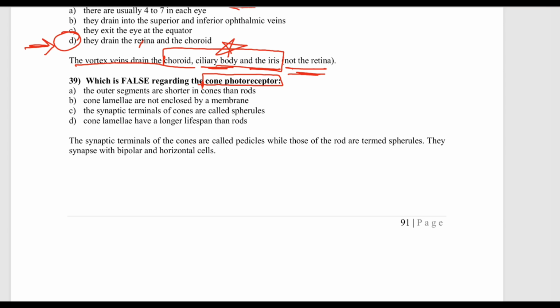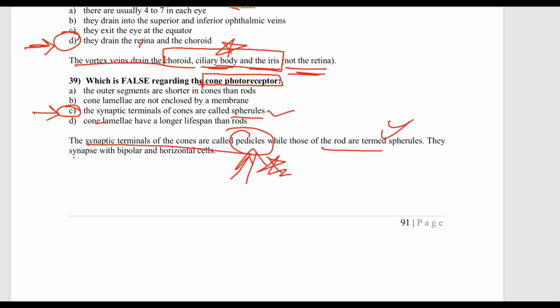So, which statement is false? Option C here is false. The synaptic terminals of cones are called spherules. No, these are termed pedicles. Very important. And those of the rods are called spherules. They synapse with the bipolar and the horizontal cells.